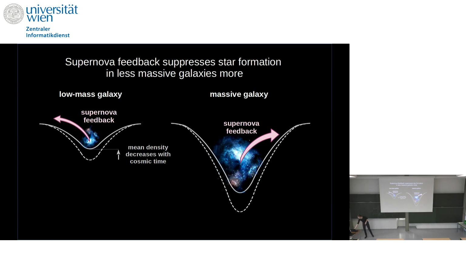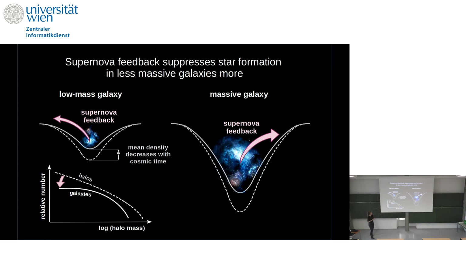So if you put this together and plot the mass on the x-axis and the number density, your dark matter halos would follow the dashed line. But what you observe for the galaxies is more like the solid line. The reason is that on the low mass end, supernova feedback suppresses star formation, so you see a flattening. And that's also what we can observe when we measure how bright a galaxy is and do the number counts.